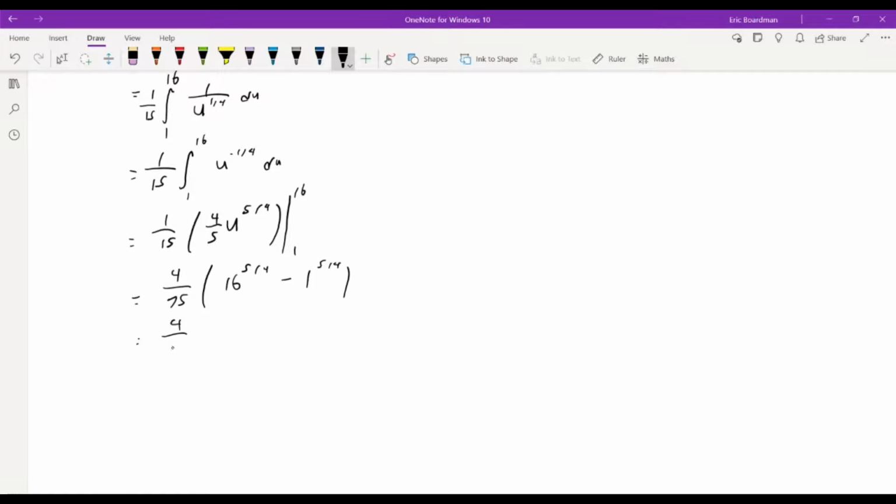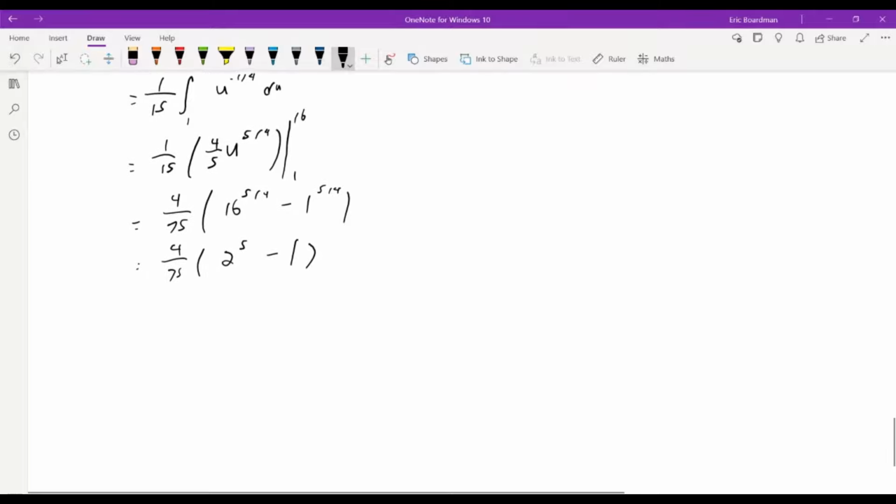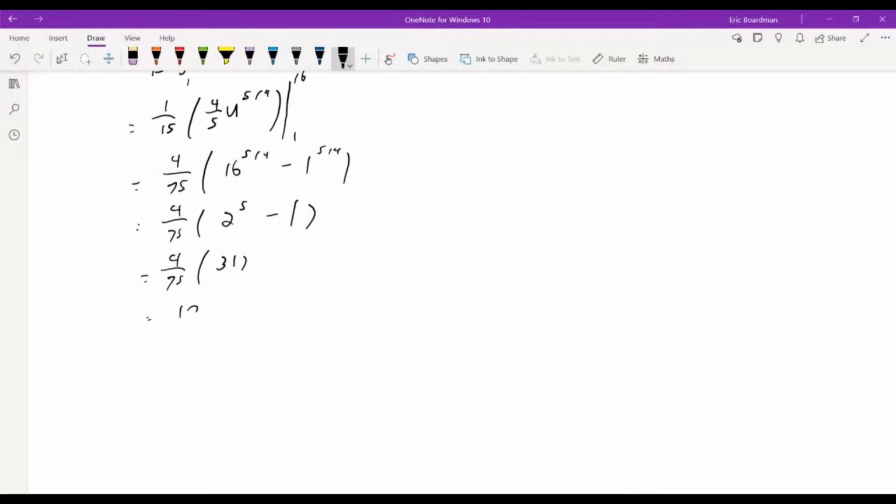So this is 4 over 75. If we take the fourth root of 16, we just get 2. This is 2 to the power of 5 minus 1, since 1 to any power is 1. Then 4 over 75 of 2 to the power of 5, which is 32, minus 1, which is 31. And then 4 times 31 is 104, I believe, or 124, sorry. I don't know how I made that mistake, but 124 over 75. And so that should be our final answer.